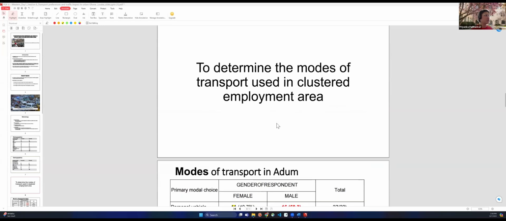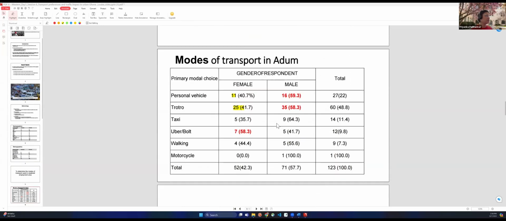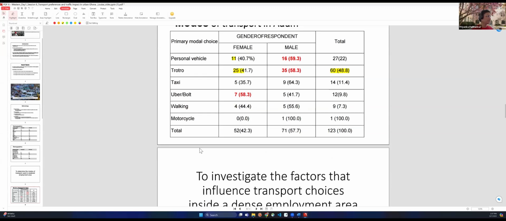They are trying to determine the modes of transportation used in that area. I'm guessing 11% of the total population are female and using a personal vehicle. 16% of the total population are male and using a personal vehicle. 35% are using Troto, which I'm guessing is public transit there. 25% of females are using Troto. Taxi is 5 and 9%. So we have 60% of the people using Troto there, and taxi is 14%. 27% of people are choosing personal vehicles, and very few people are opting for motorcycle and walking.